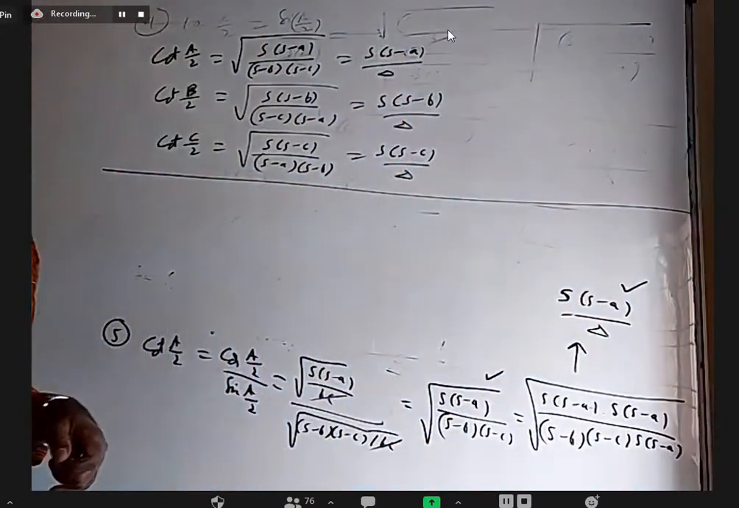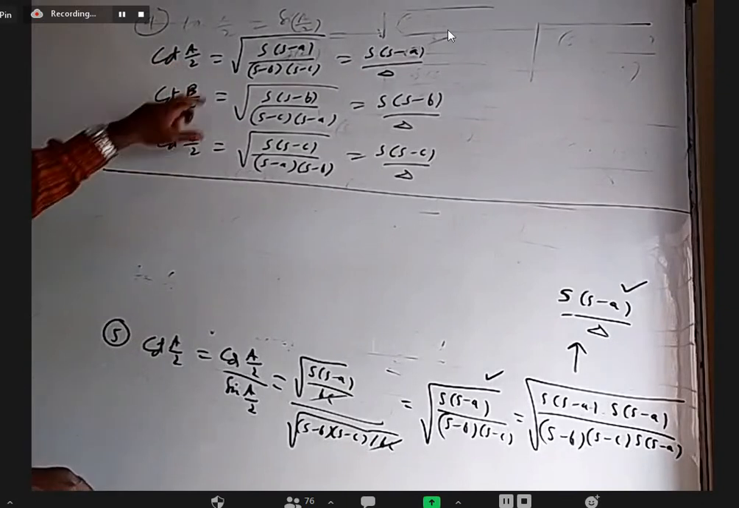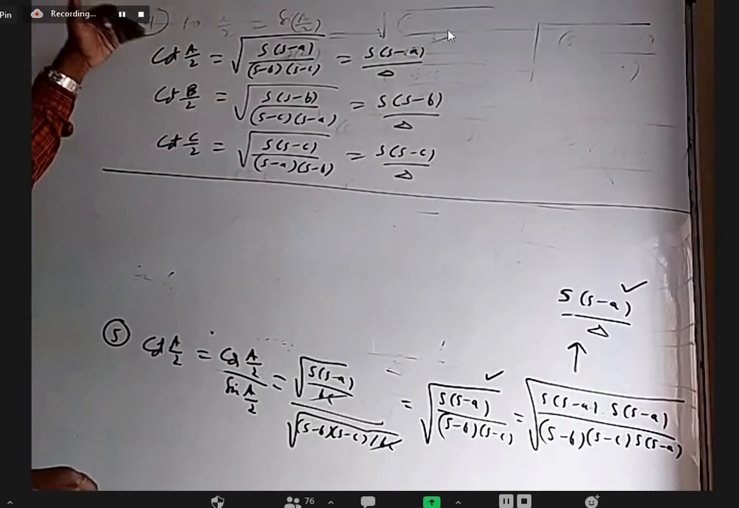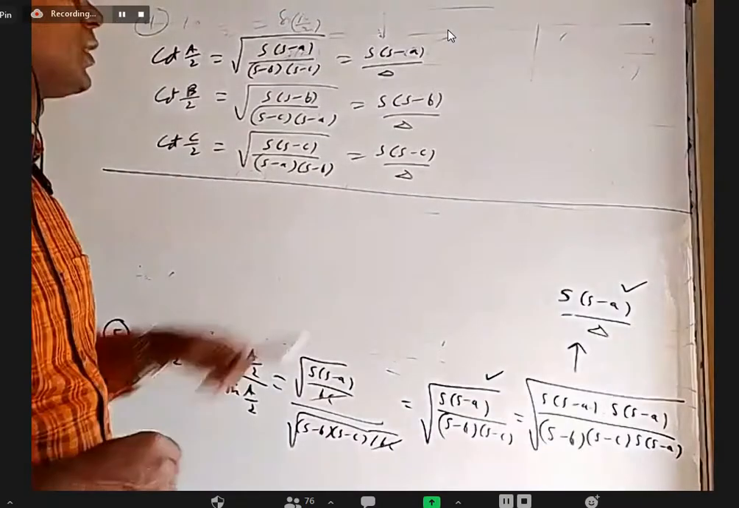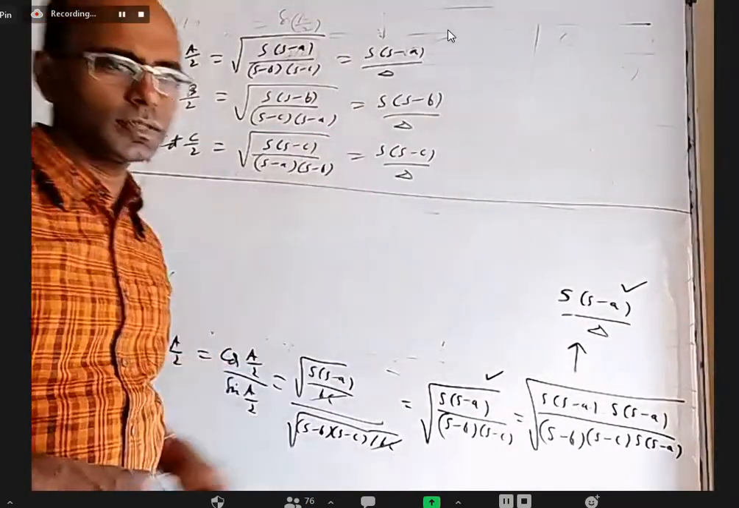Okay, so when you have to multiply cot A by 2 into cot B by 2, the first formula is better. When you have to add cot A by 2 plus cot B by 2 plus cot C by 2, then the second formula is better because denominators are same.